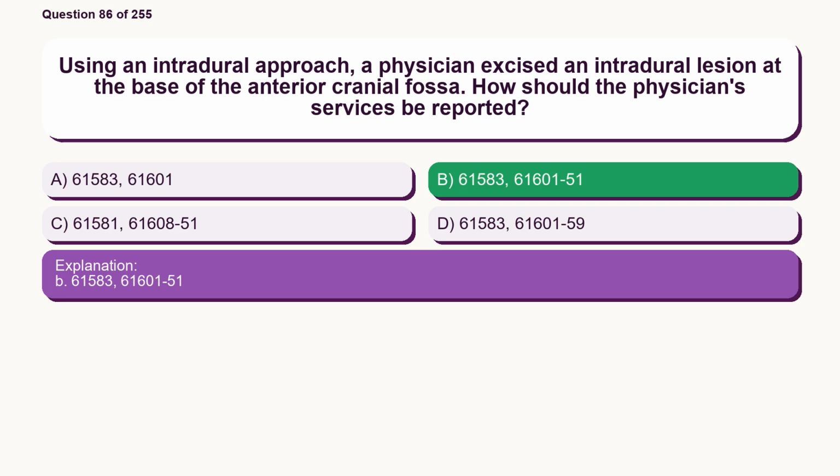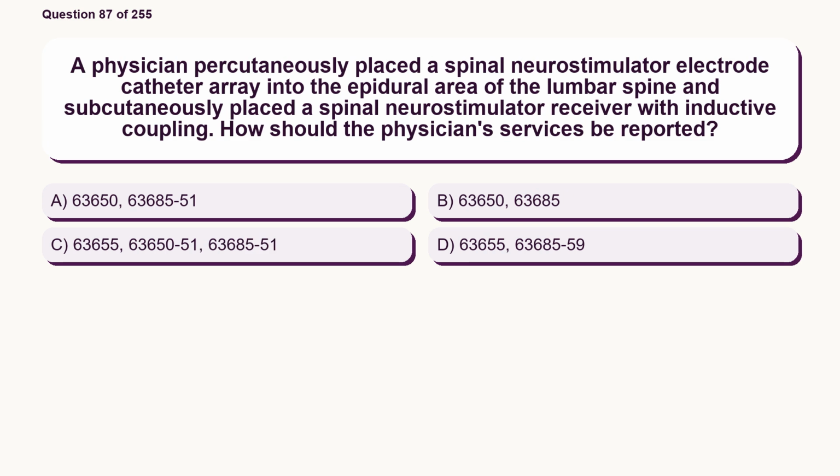B, 61583, 61601-51. Question 87. A physician percutaneously placed a spinal neurostimulator electrode catheter array into the epidural area of the lumbar spine and subcutaneously placed a spinal neurostimulator receiver with inductive coupling. How should the physician's services be reported? Option A, 63650, 63685-51.